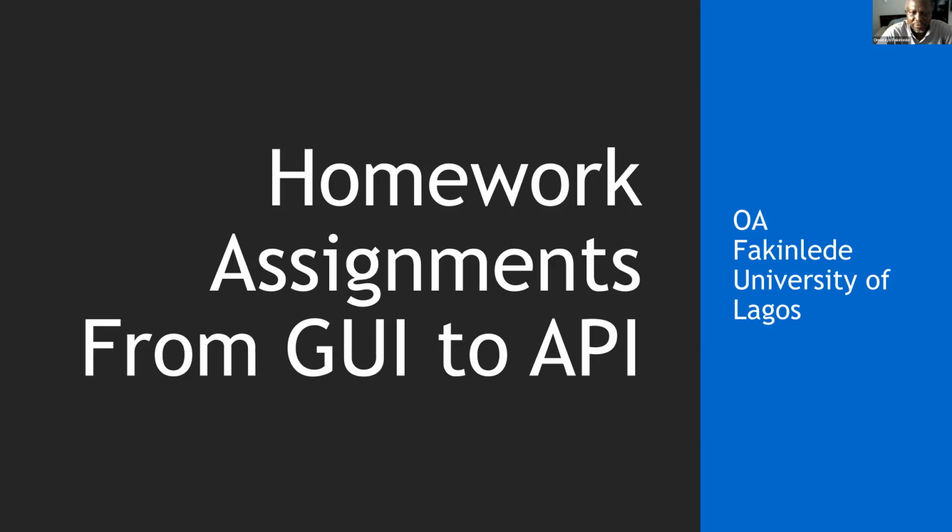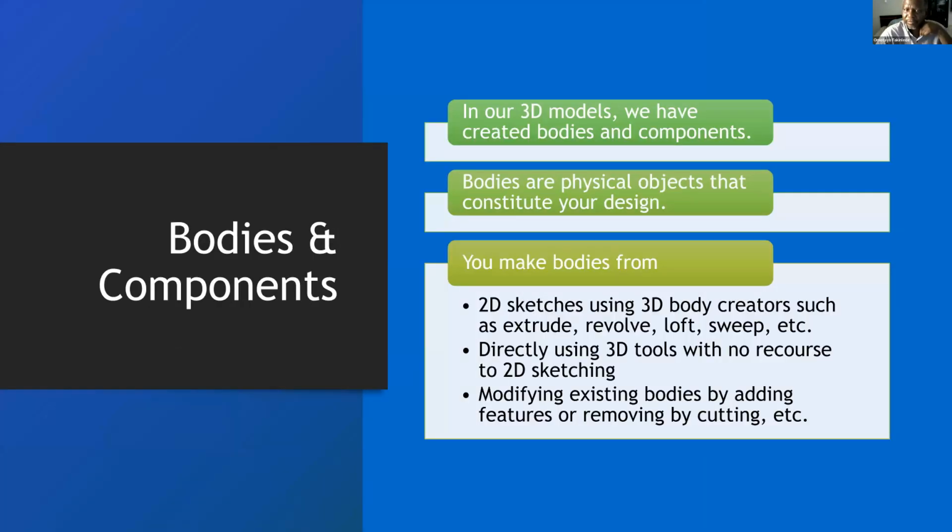And your first assignment, so first of all, your first assignment is to help you understand how to move from bodies to components. In our 3-dimensional models, we have created bodies and components. You will recall that bodies are physical objects that constitute your design. They are models of physical objects that constitute your design. They are just models. It is you that will make them to be as close to the physical objects they are trying to represent as possible.